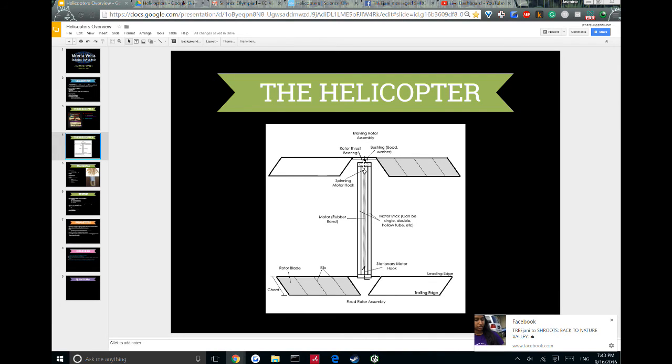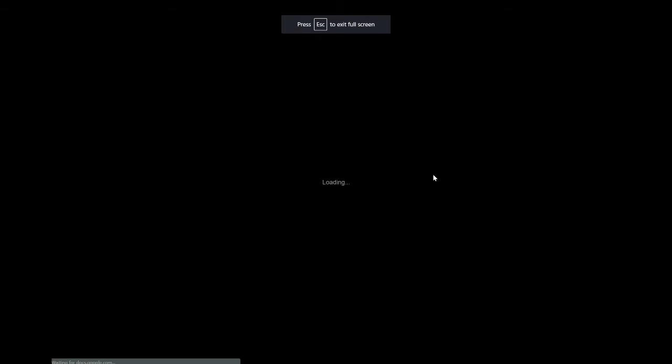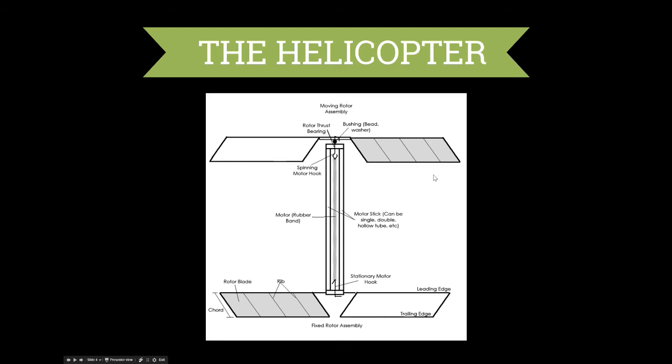And another option is a hollow tube motor stick, and this is much lighter than the other options, but the problem is that basically it's a piece of very thin balsa wood and it's rolled up, and you put the rubber motor in the middle. But the problem with this is that even though it's very light, it's hard to attach the rubber band to it, and it's hard to make. So most people will use a single or double motor stick. I have yet to see a hollow tube one.